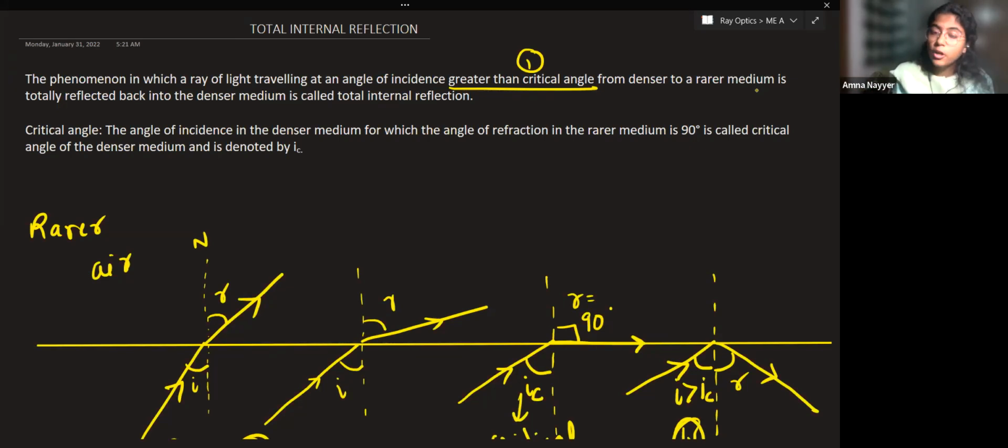So pay attention to ray optics, and from ray optics, pay attention to total internal reflection. One thing is that your numericals will be standardized. Tough numericals can come from total internal reflection. Direct theory can be asked from it. Applications of total internal reflection are there. That I'll discuss with you.